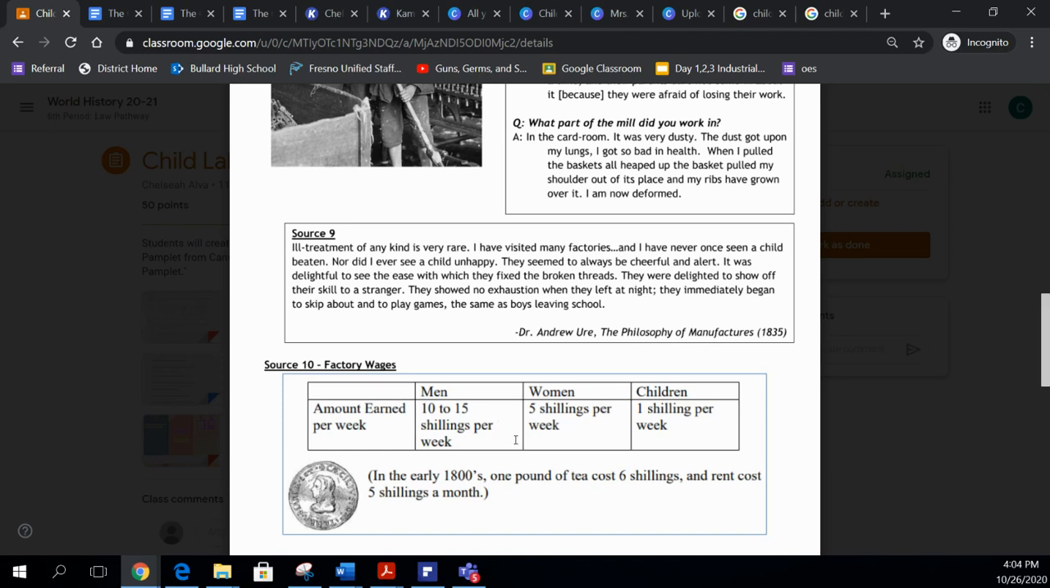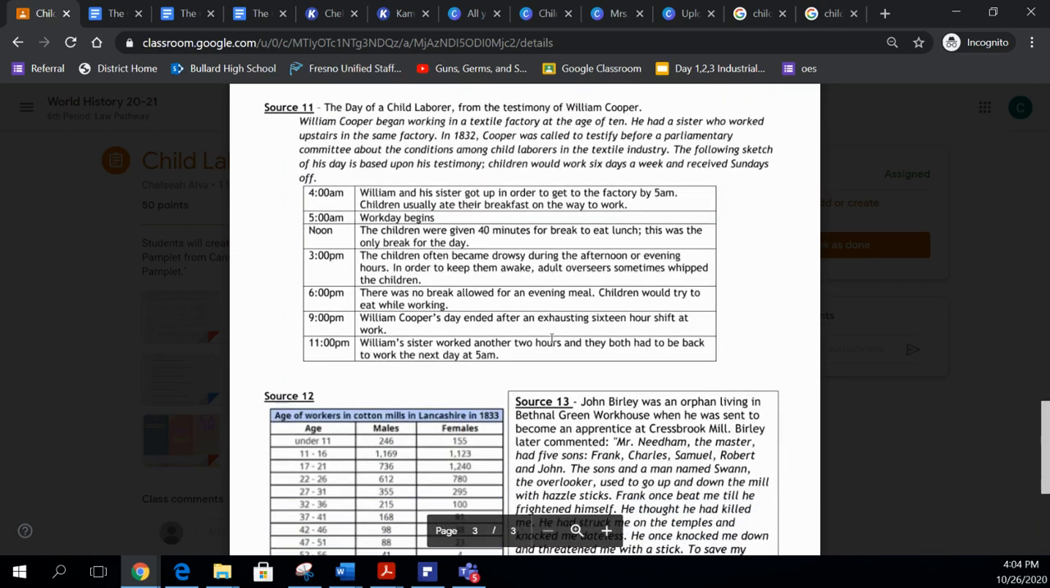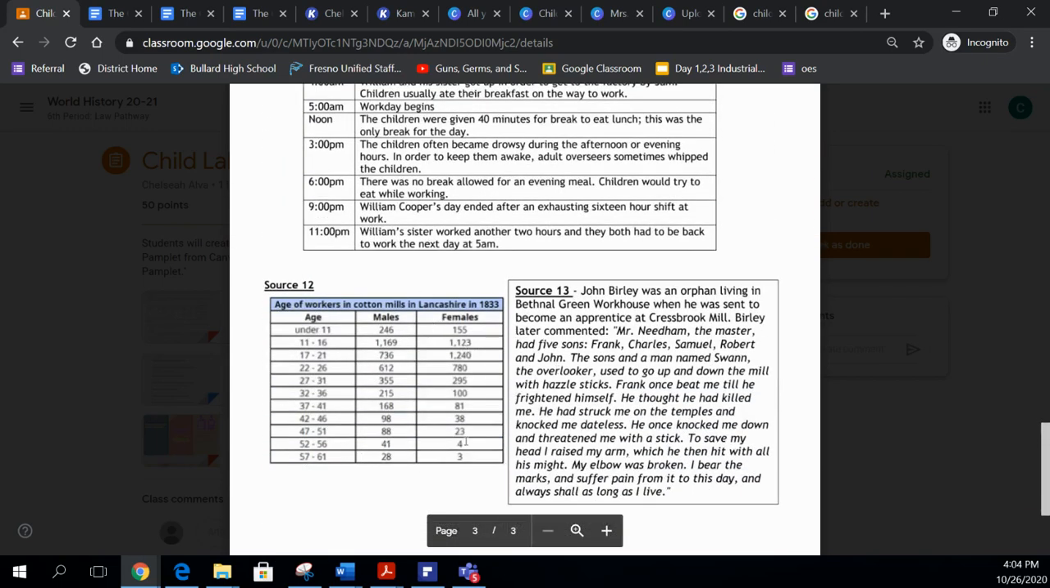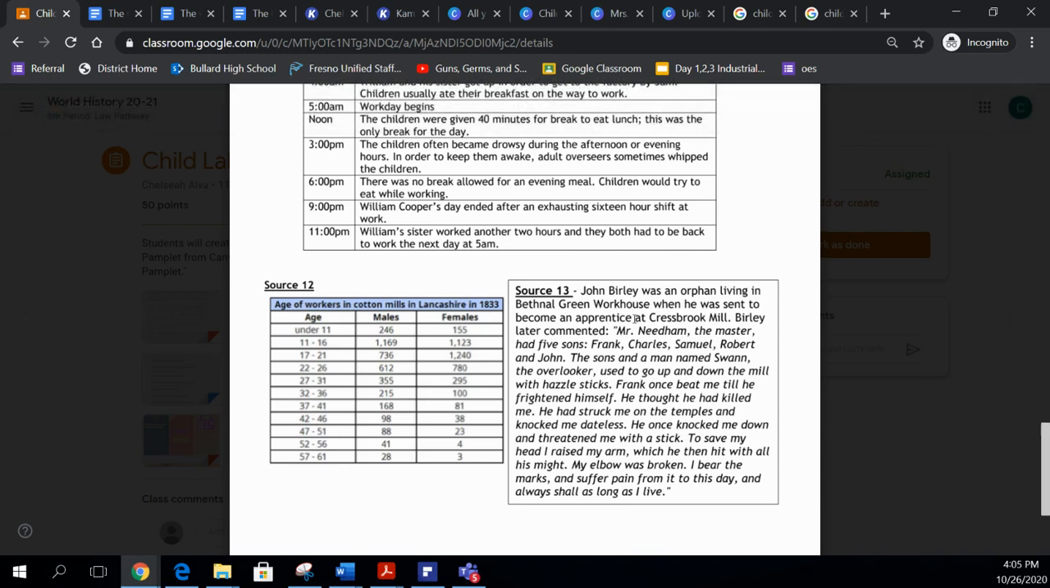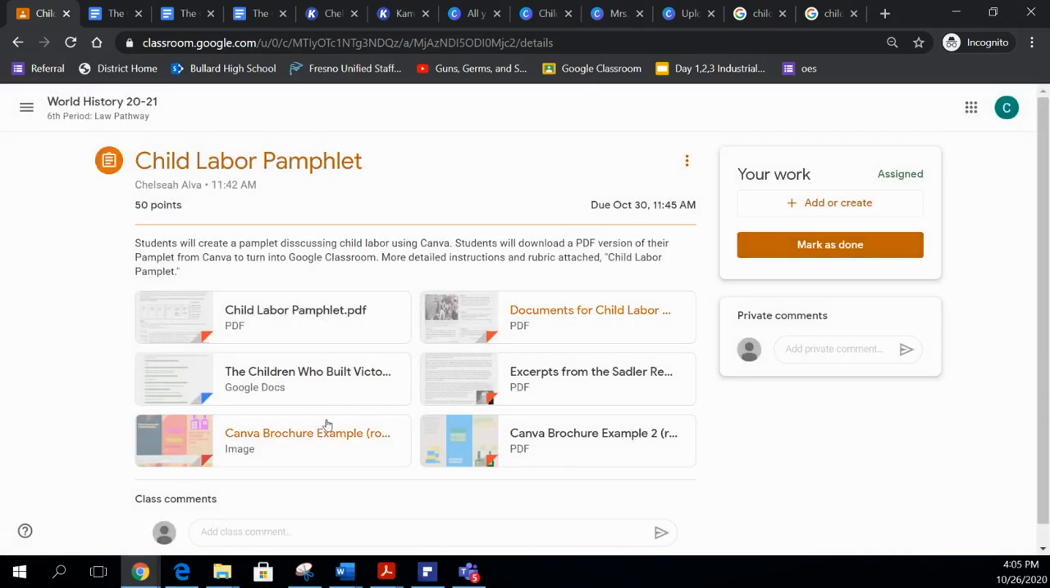You've got factory wages here: what men earn, what women earn, what children earn. You're going to see, and we're going to talk about this, they don't go by dollars. They're going to go by British currency. You've got a schedule here, the breakdown of how many people might be working in a factory in 1833 by age and by gender. This is all primary source material. You're going to want to use this material. One of the major parts of this assignment is using all of the resources provided. So this is one of the types of resources you're going to look at.